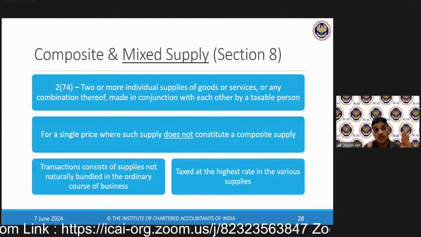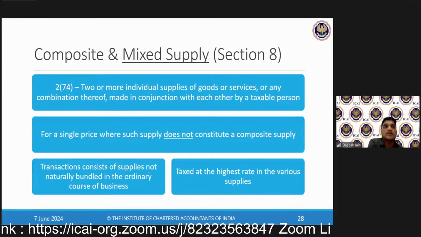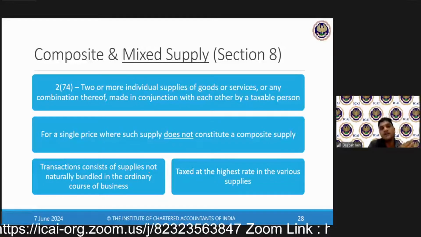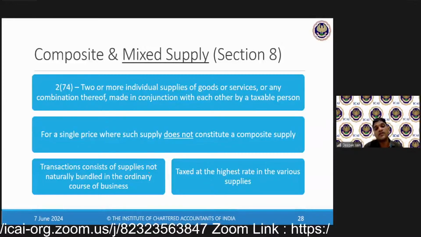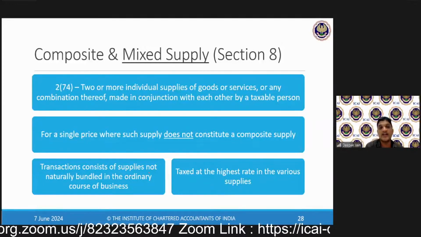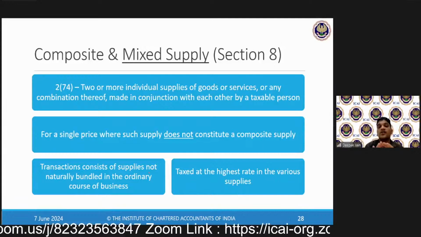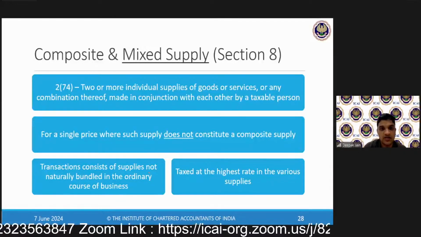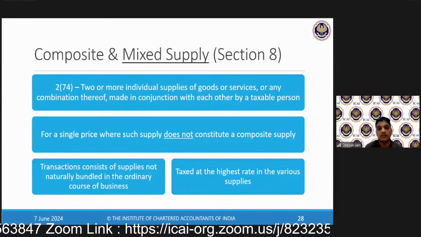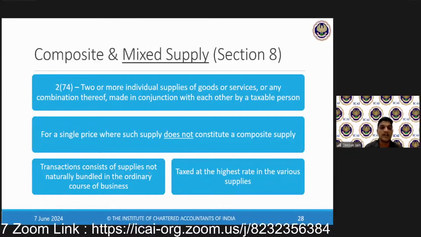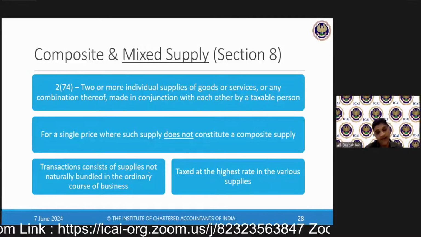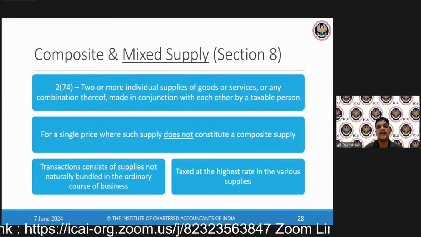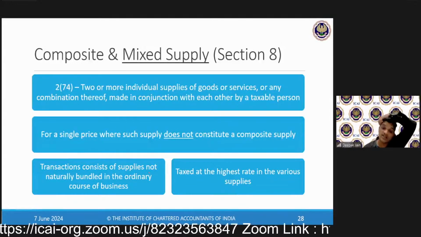There also there are two or more supplies for a single price, but it is a composite supply. Anything other than composite supply is a mixed supply. In composite supply it is naturally bundled. Here it is not naturally bundled, which means it is the opposite. What is it? Artificially bundled. So if you artificially bundle two or more supplies, it is a mixed supply. Transactions consist of supplies not naturally bundled in the ordinary course. And what is it taxed at? It is taxed at the highest rate.